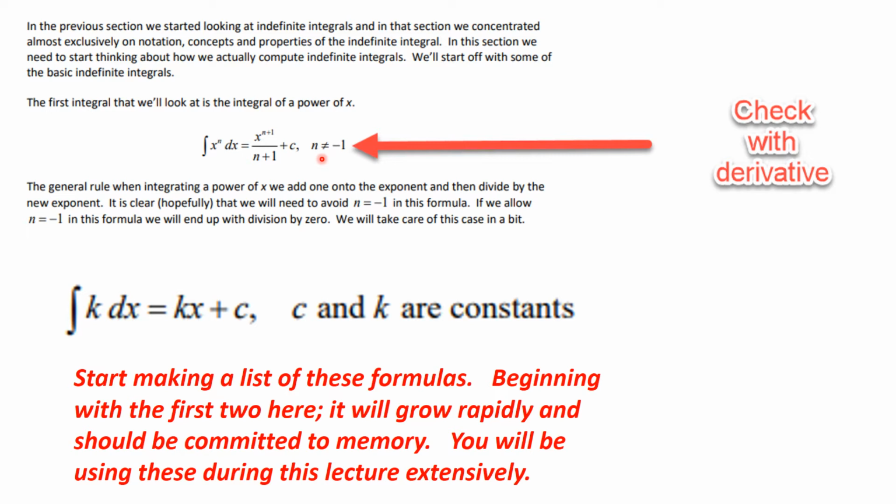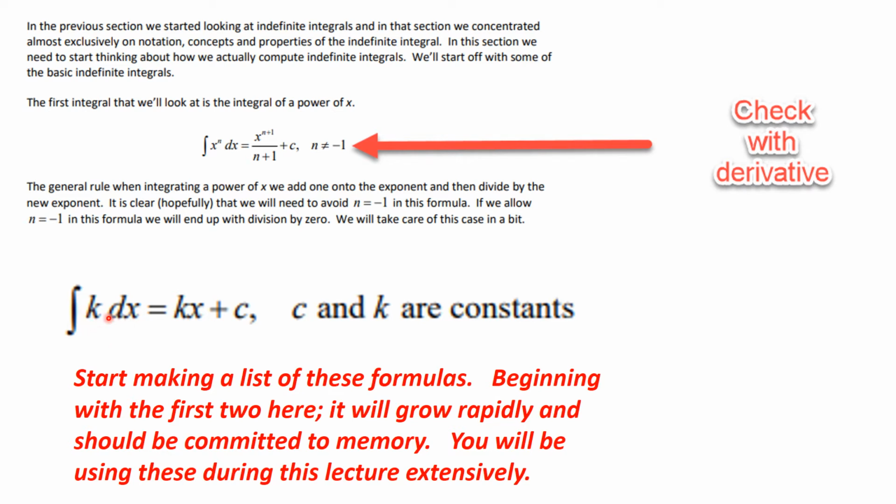Now I want to remind you that you can check these formulas with the derivative. If you take the derivative of the right hand side, you should get the integrand. Let's check. If I take the derivative of x to the n plus 1, the n plus 1 goes in front. It will cancel with the n plus 1 in the denominator, and you subtract 1 and you'll have x to the n, and the derivative of a constant is 0, so that checks. This formula holds for n not equaling minus 1. We'll have a different formula for that, because if n was minus 1, we'd be dividing by 0, and that will not work.